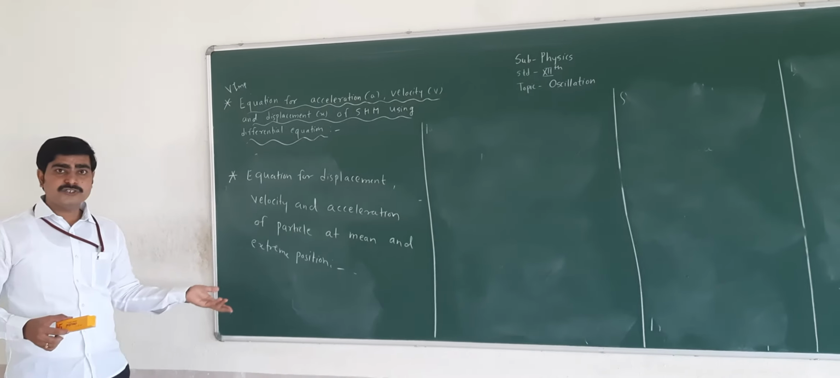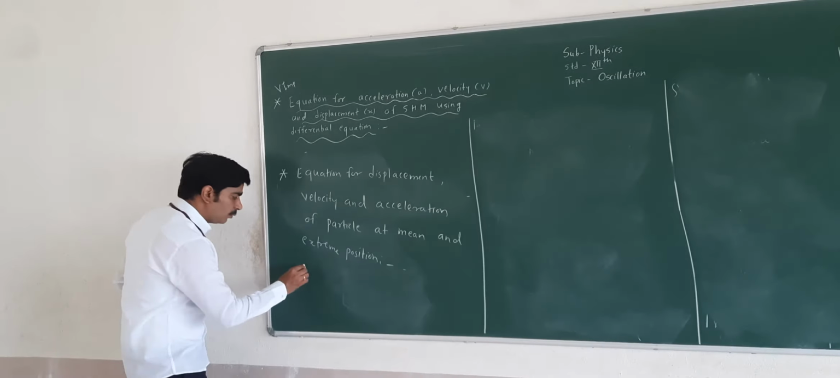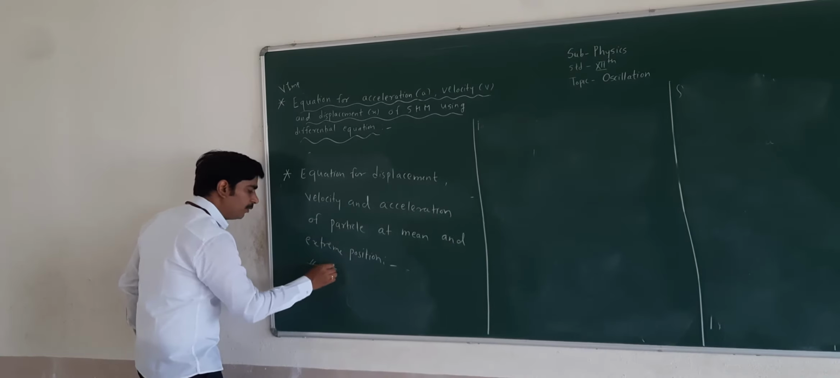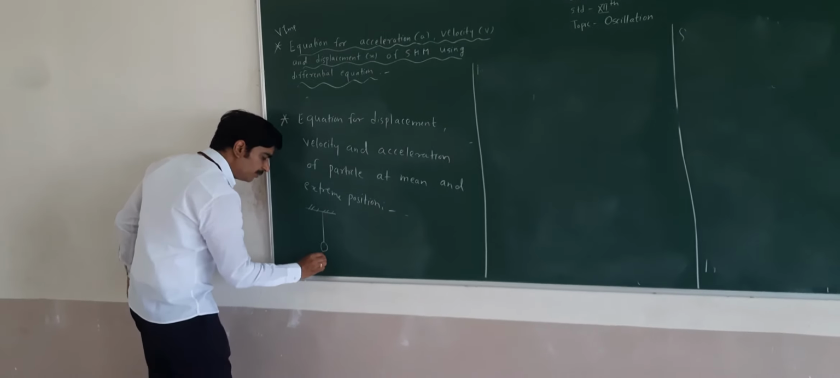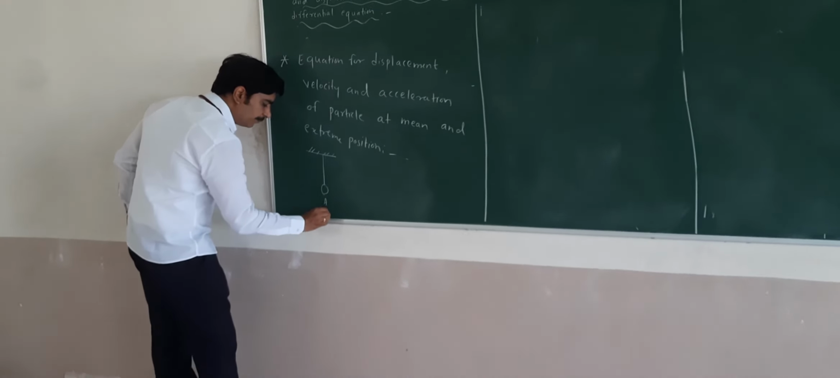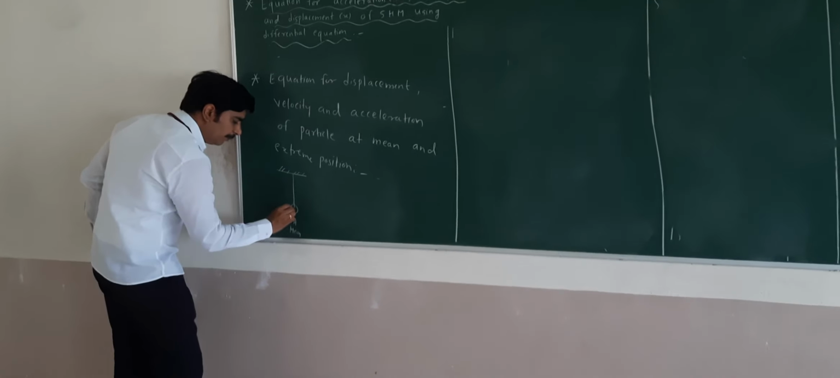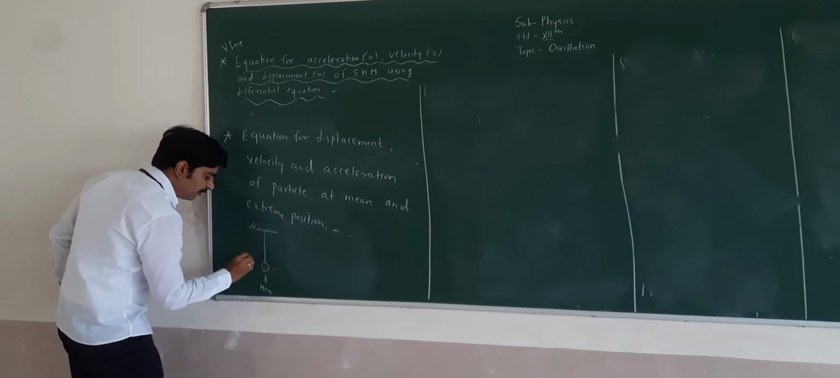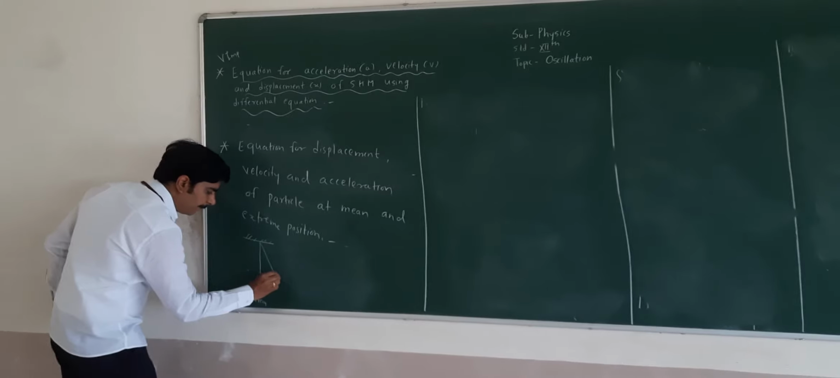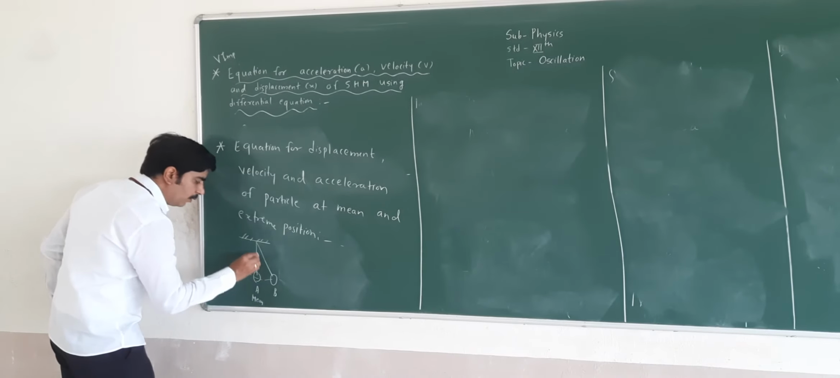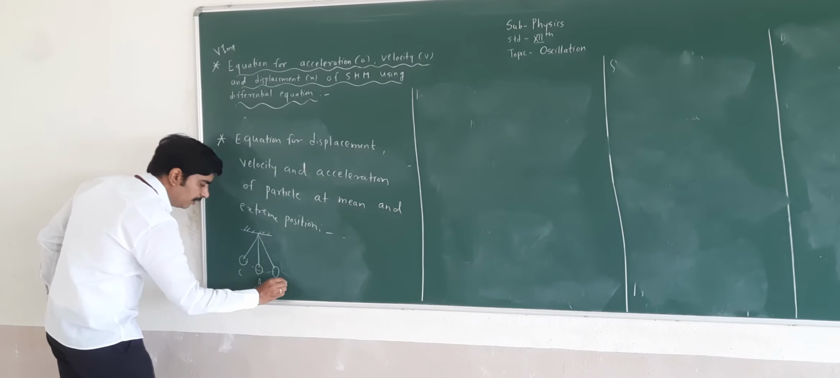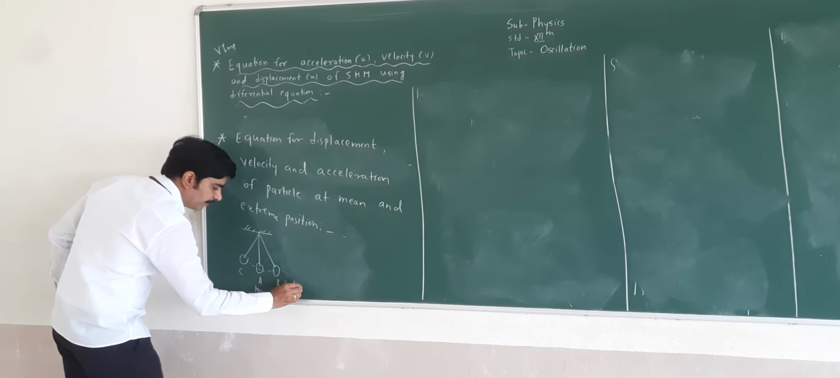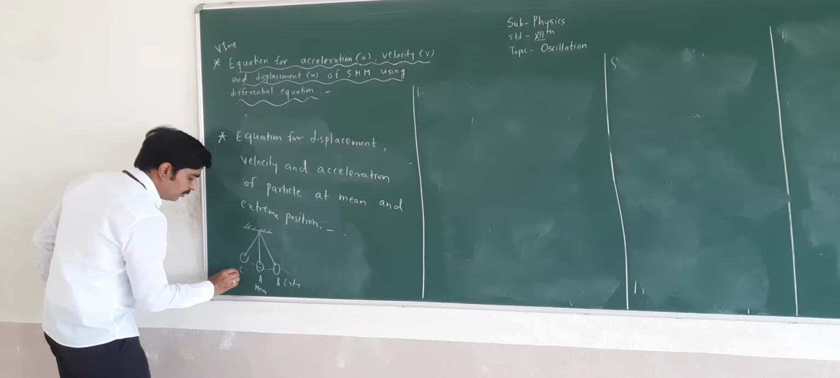So what is mean position and what is extreme position? Suppose I have one simple pendulum. Initially it will be at point A. This point is known as the mean point. Now this pendulum will be displaced and it will move to point B, or it will move to point C. These are known as the extreme points.